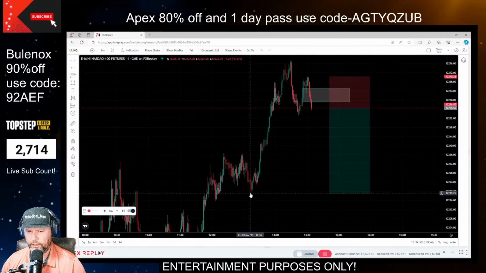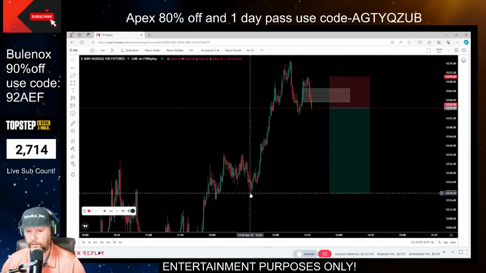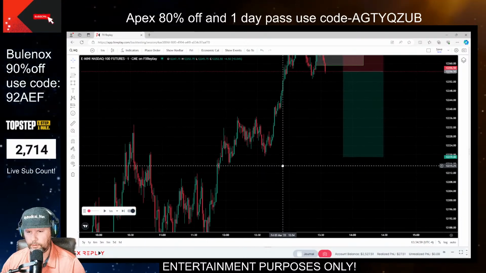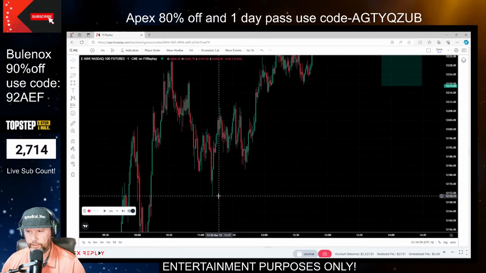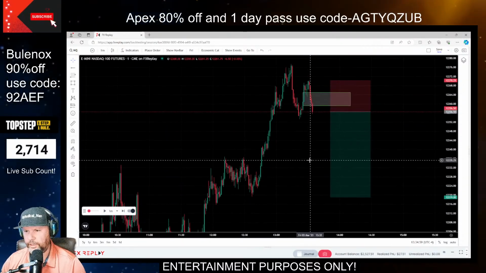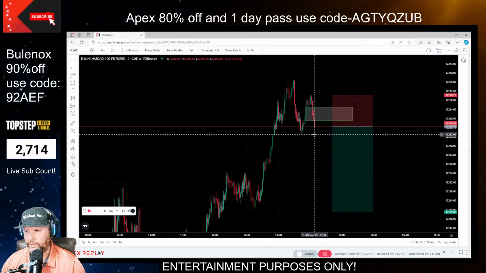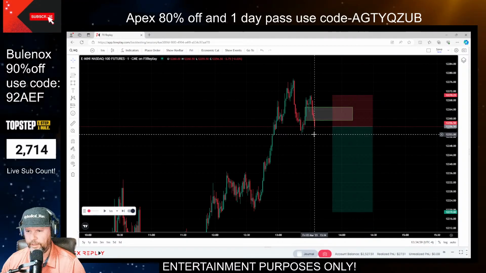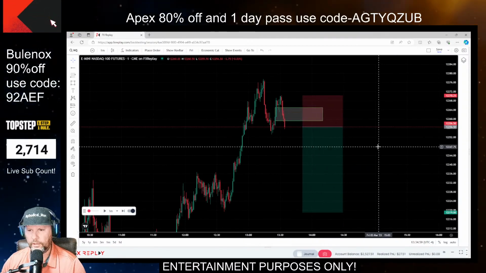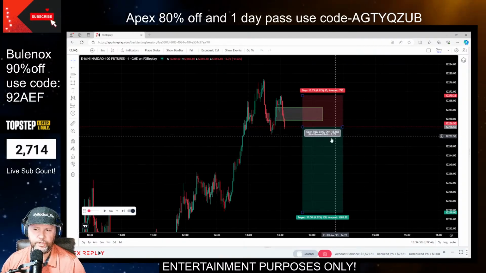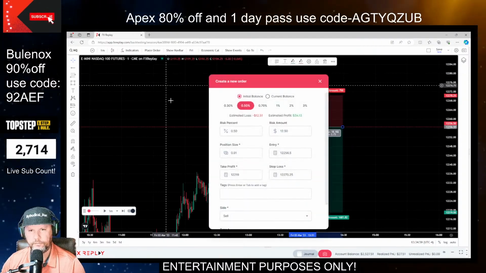Because we can target this area here as our low-hanging fruit. Although I like this wick down here. But anyways, our break-even stop is going to be right here. It's only like 4 points away. So it's going to be one of those trades where maybe it's just break-even. We'll see.